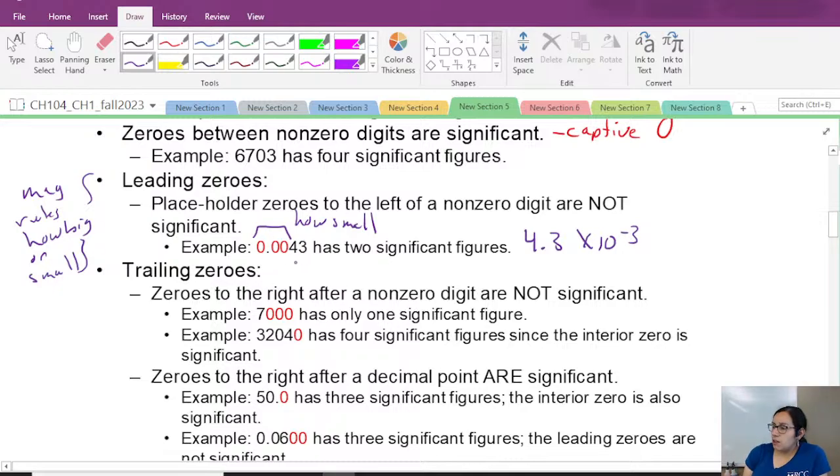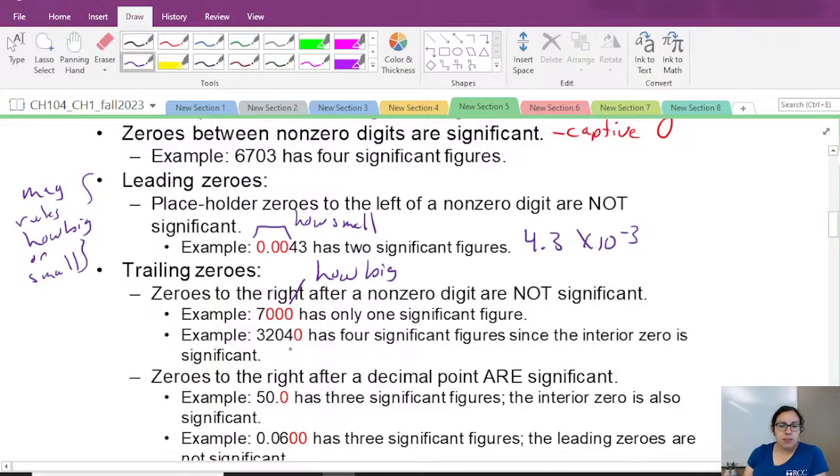And then the next one is pretty similar, except now it's showing how big. So it says zeros to the right after a non-zero digit are not significant. So looking at this number 7,000, this is not showing any accuracy in this measurement. And so that's only 1 sig fig. So all these, right, are just showing how big.